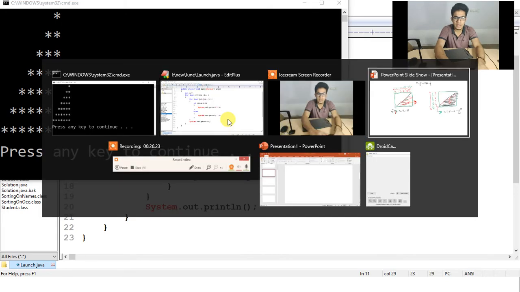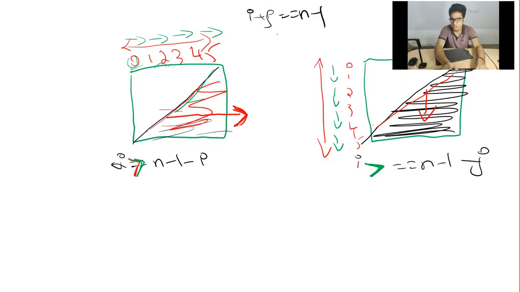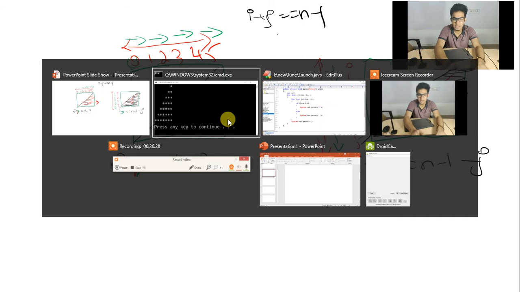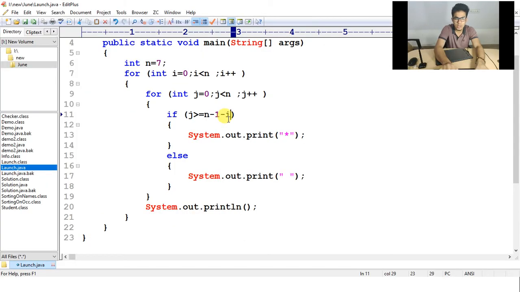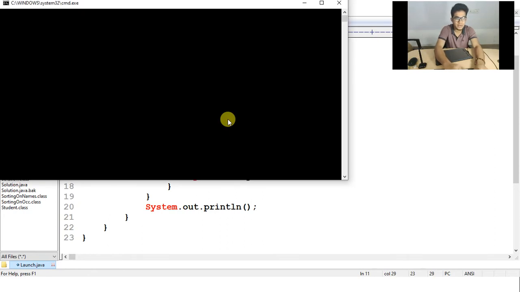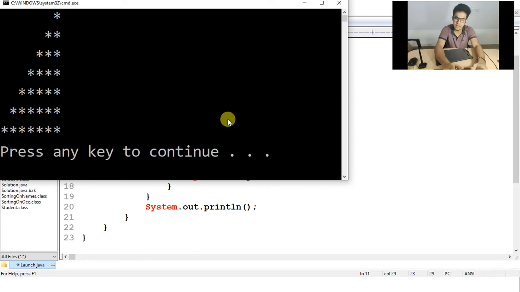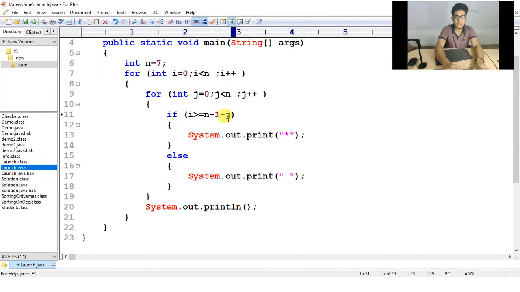Now let me come here and write one more equation, that is I is greater than or equal to n minus 1 minus j. If I compile and execute, see, I got the same area, right? Yes, we will be getting the same area. So take this screenshot if you want. I guess you have understood the basics here.